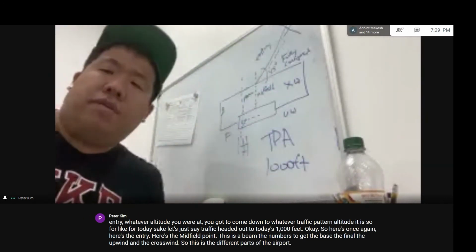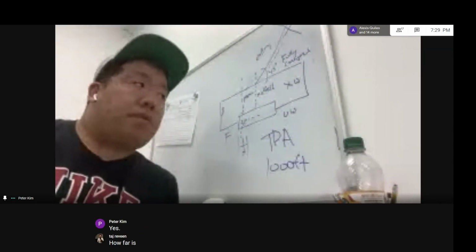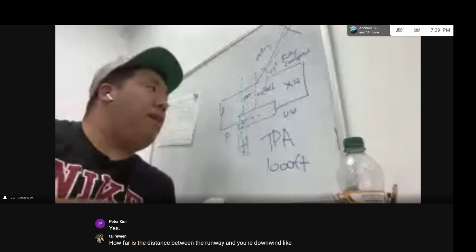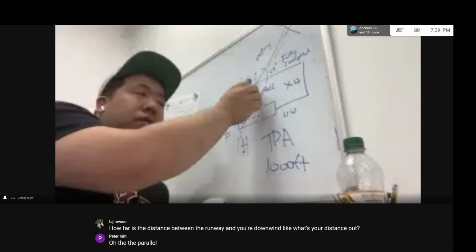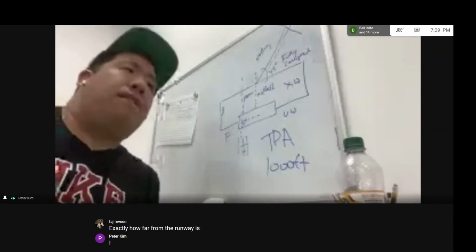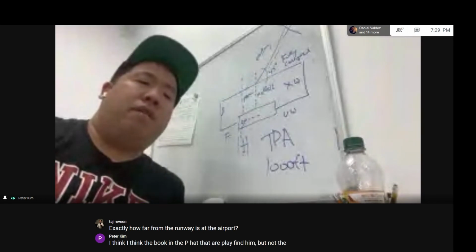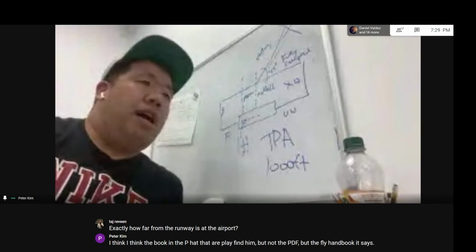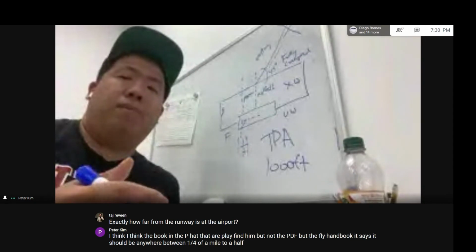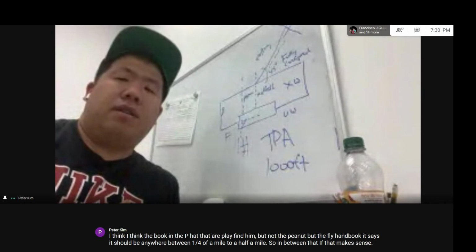I have a question there. How far is the distance between the runway and your downwind? What's your distance? Oh, the parallel point you're talking about? Exactly. How far from the runway is it? I think the Airplane Flying Handbook says it should be anywhere between a quarter mile to half a mile. So in between that, if that makes sense.